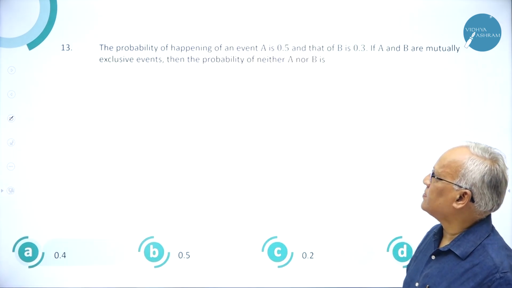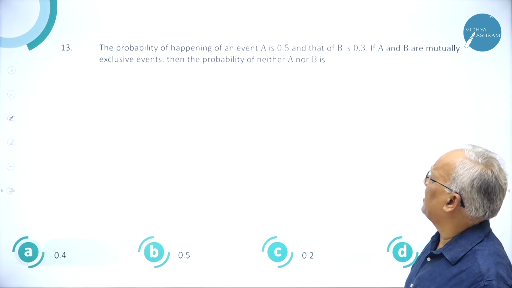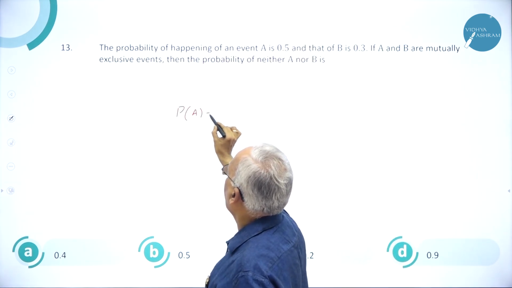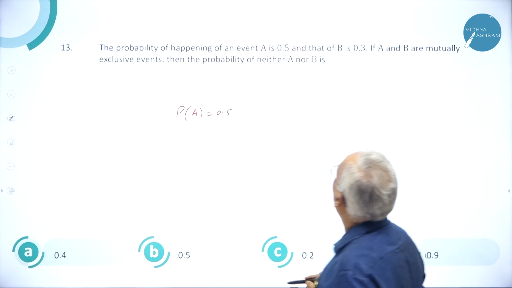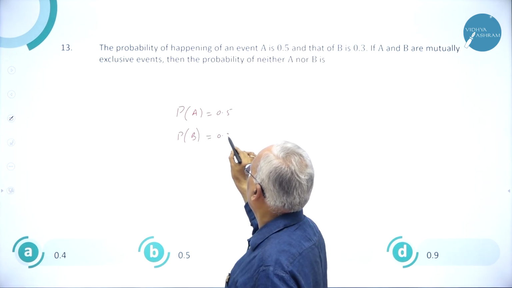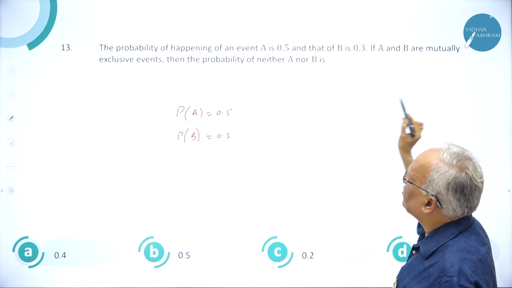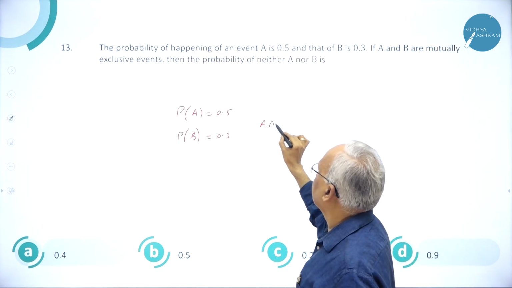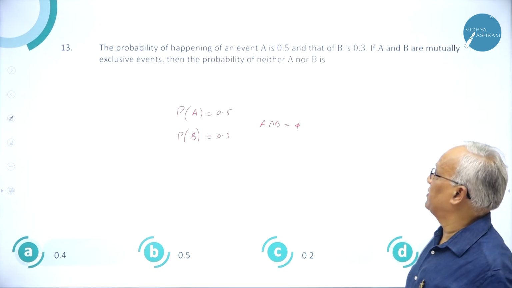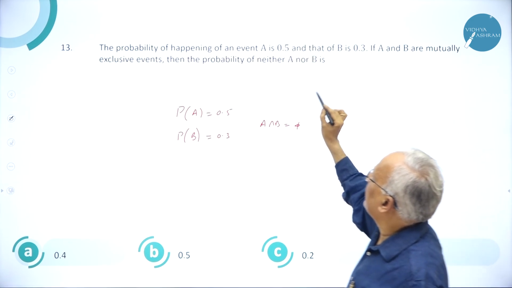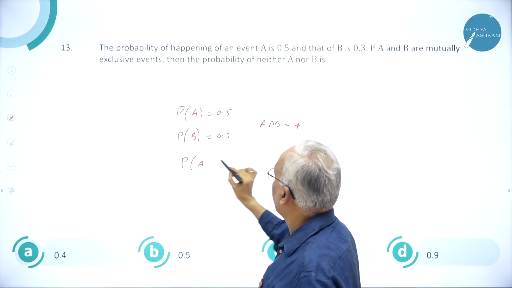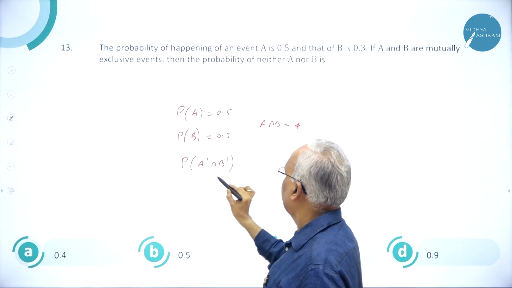Next question. The probability of happening of an event A is 0.5. P of A is given to be 0.5, and probability of B is given to be 0.3. If A and B are mutually exclusive, that means A intersection B is the null set. If A happens, B does not happen. Then the probability of neither A nor B, a very important one: neither A nor B means A' intersection B'. This is what you want.